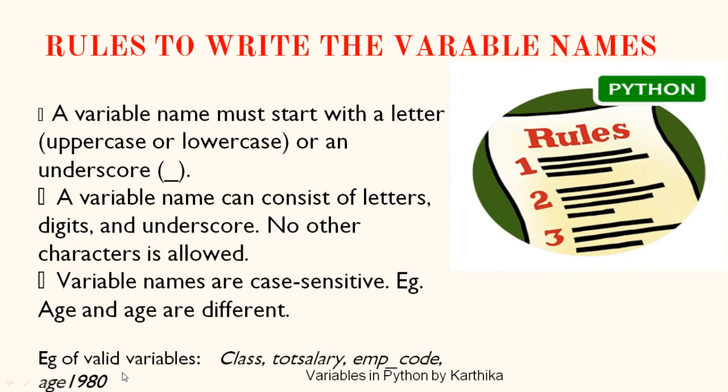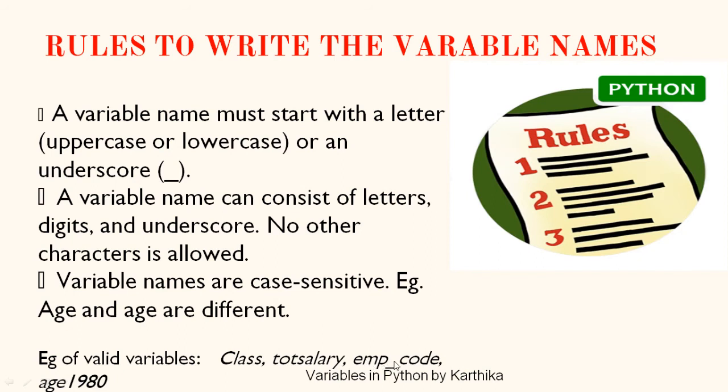Okay, now let me give some valid examples for variables. Here I have given some examples like Class, where I just started with the first letter in capital. The next example is tot_salary. It can be total salary also, but make sure I didn't leave any space over here. Okay, so that is important. And then the next example, emp_code. Again here I didn't leave any space. This may be employee code.